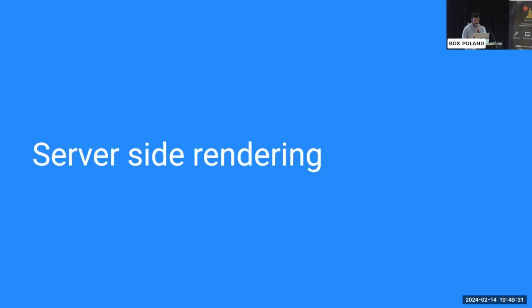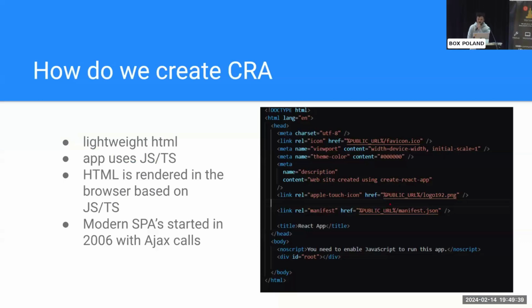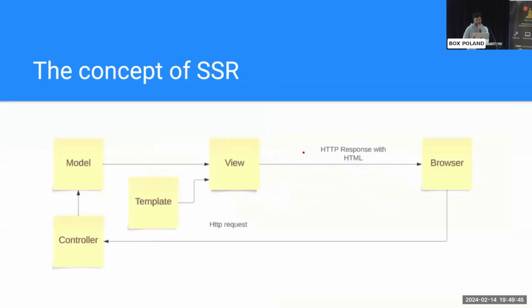So yeah. Another thing, now it's time for server-side rendering. So how do we create? The concept of server-side rendering: we have a browser that sends a request to our server. Server does something, then we have this view layer. View layer takes data, takes some template, does some magic, and sends HTML to the browser. Do you know any framework which does that?